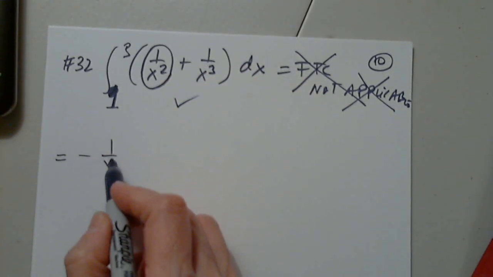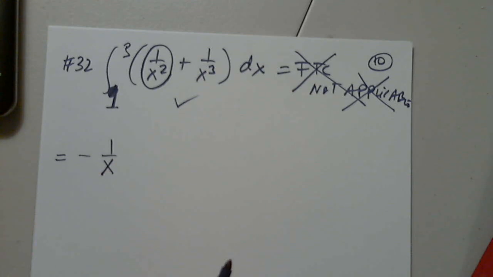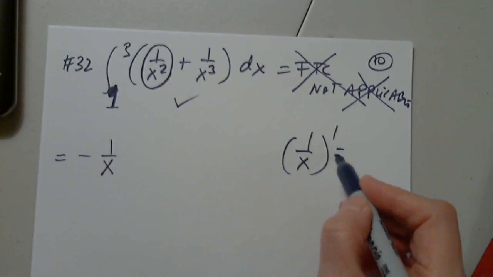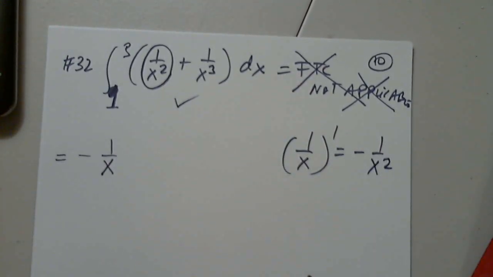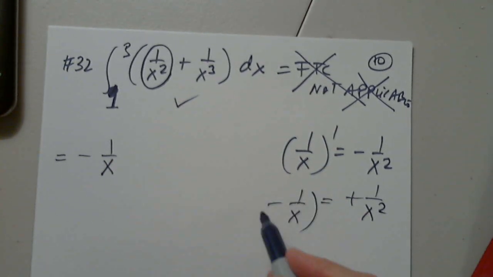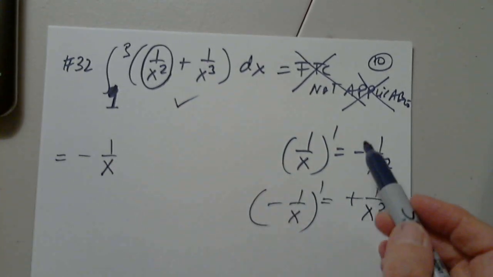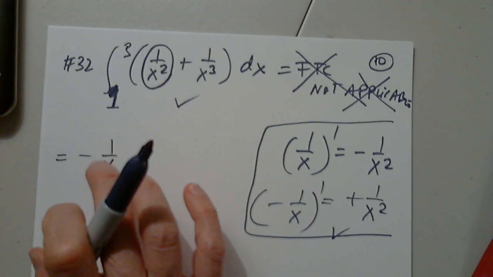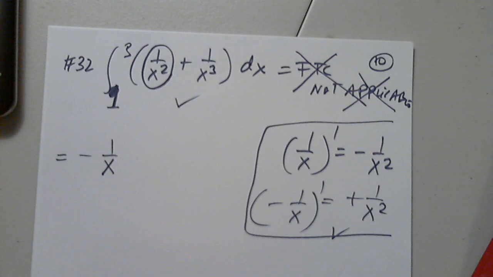Please remember this is very important. 1 over x to the negative first. This is a formula that we discussed. The derivative of 1 over x is negative 1 over x squared. And if I have positive 1 over x squared, then this is negative 1 over x. This is something we discussed a long time ago when we started derivatives, and I said, please remember this is a very important formula. So when I differentiate negative 1 over x, I get 1 over x squared.